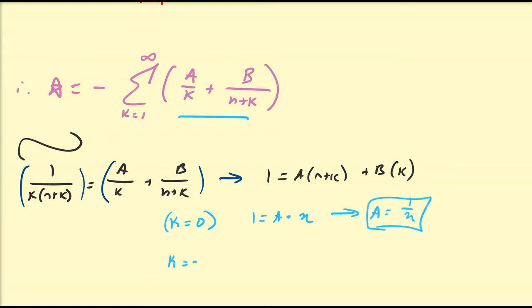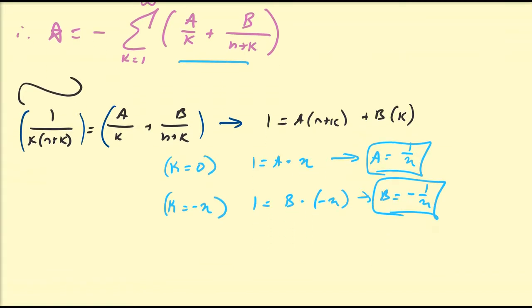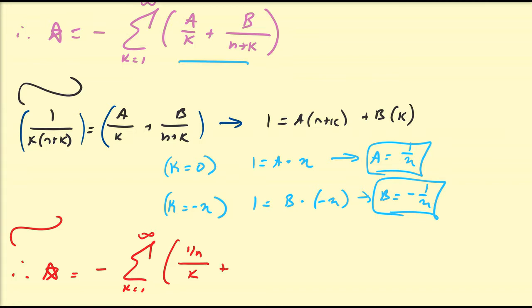Now we're going to let k be equal to minus n. So when we let that happen, this a term disappears, and we're going to be left with b times minus n. So from this equation, we get b is equal to negative 1 divided by n. So now we can rewrite our infinite summation. So star is going to be equal to negative sum from k equals 1 to infinity of a, which is 1 over n, divided by k, plus b, which is negative 1 over n, divided by n plus k.